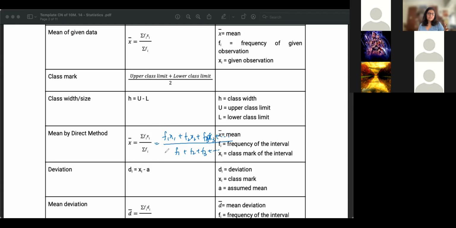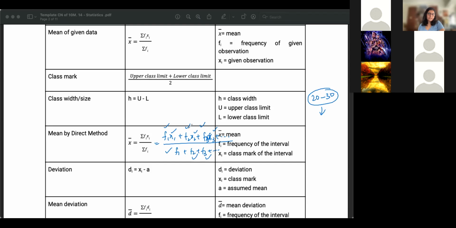So when you have a grouped table, you'll be given the class intervals and the frequency. So f1, f2, f3 you can directly get from the table. Now for x1, x2, x3, suppose you have 20 to 30 as your class interval. What value will you take as your observation? Is it going to be 20? Is it going to be 21?